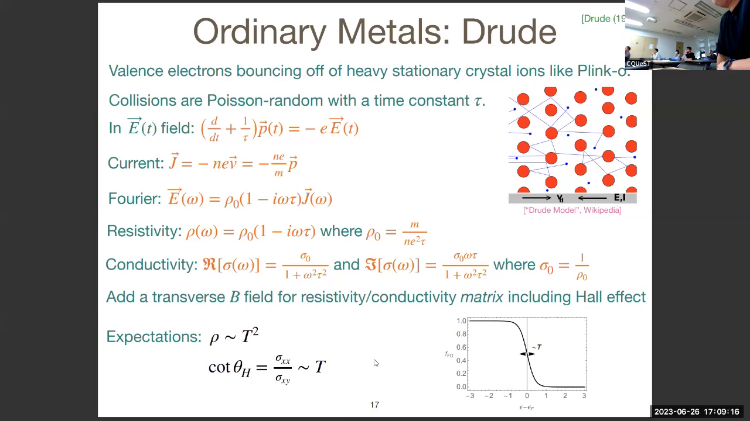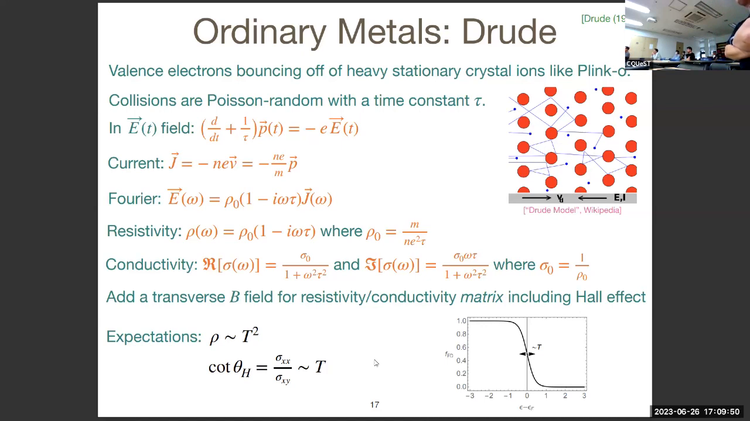And the expectation for a metal is that rho should scale like temperature squared. Roughly speaking, at low temperatures, because I've drawn here what the Fermi-Dirac distribution looks like. Of course, at zero temperature it would be a step function, but at finite temperature it's slightly smoothed out. The width of that smooth area is of order T. So there's of order T number of states to scatter into, and then of order T number of states to scatter out of. So you expect the resistivity to scale like T squared.